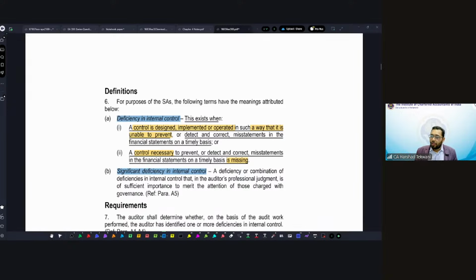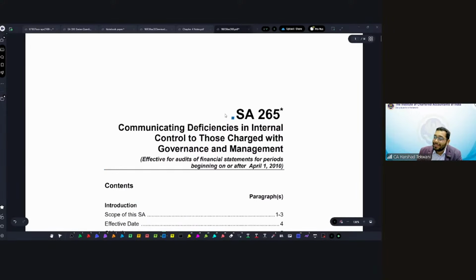So in your professional judgment you are only saying whether it's significant or not. When you say yes, it's significant, it becomes a significant deficiency. So judgment is required to define a deficiency as a significant deficiency or not. Clear? Are you clear with these terms, deficiency and significant deficiency, and why we don't have the term misstatement over here?